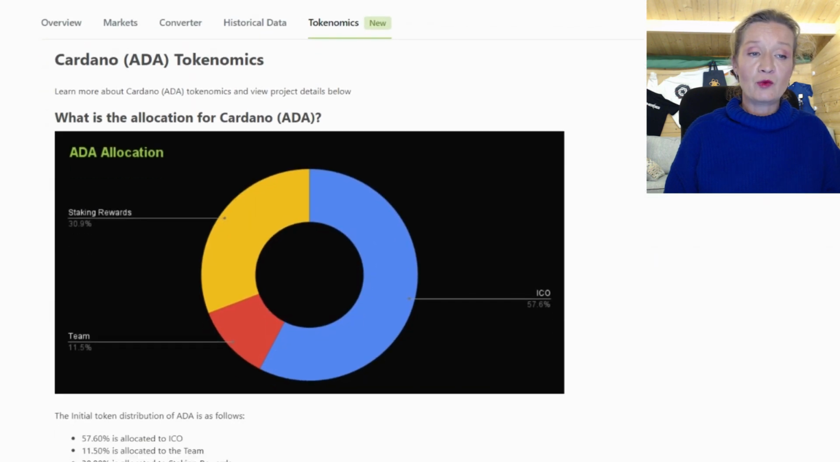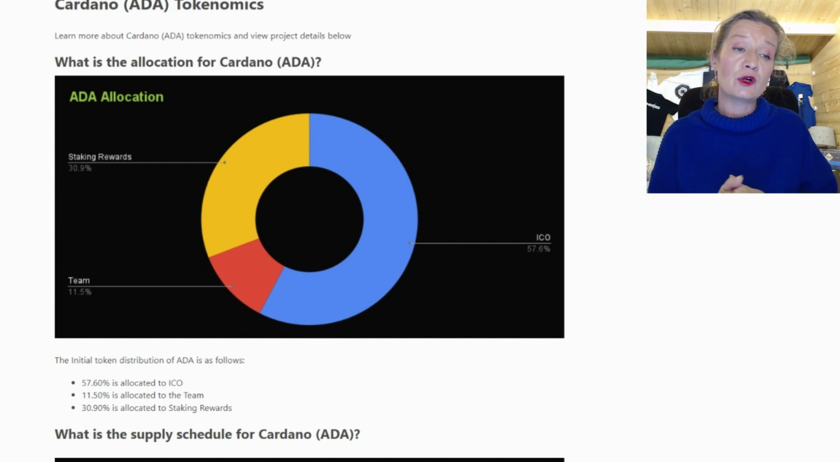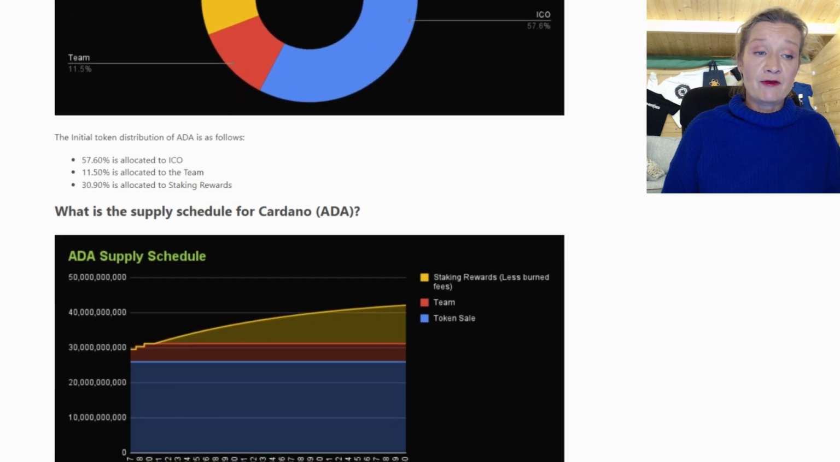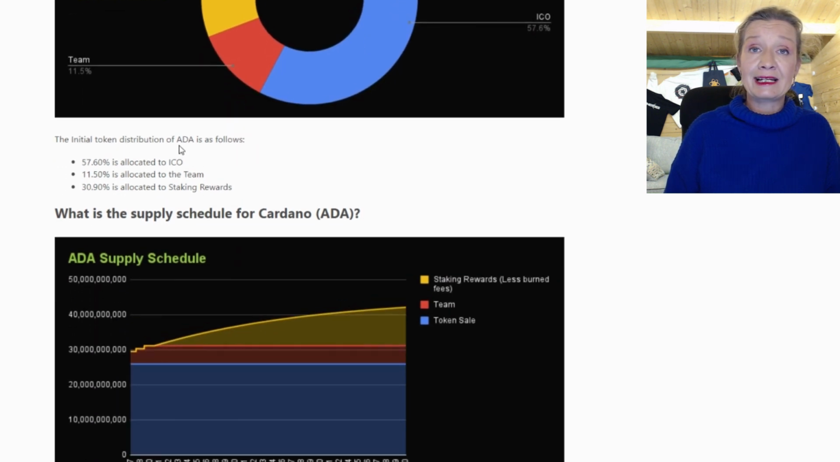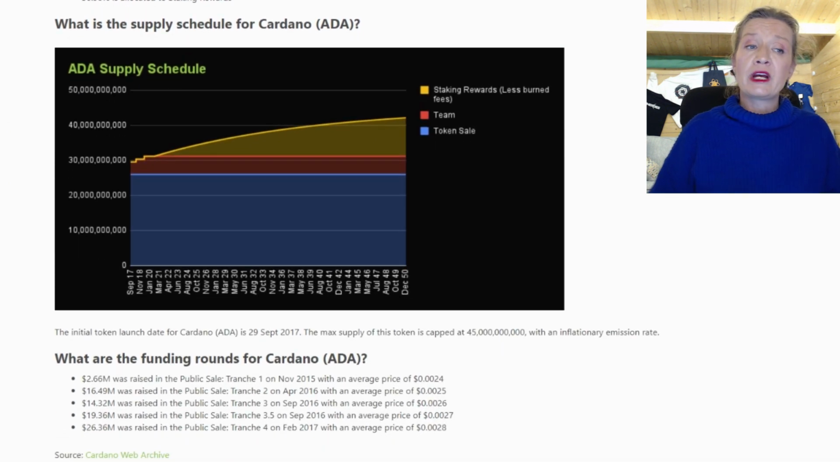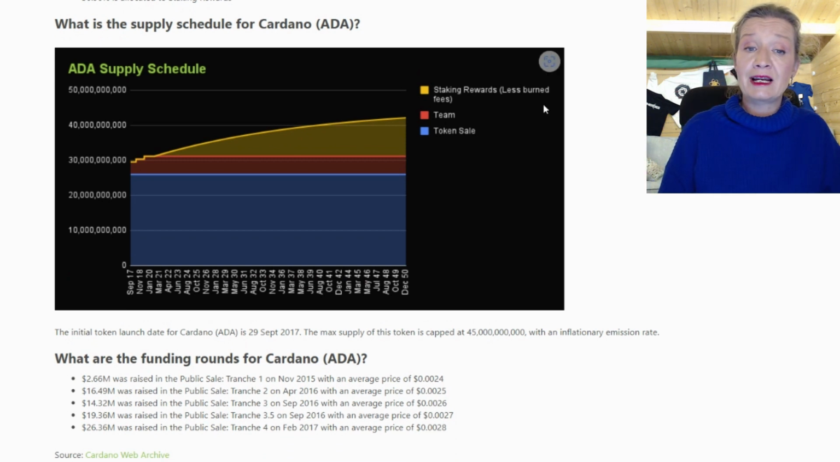And we can scroll down and we can see the allocation of the Cardano tokens in the ecosystem. So we have staking rewards. We have 11% going to the team and we have 57% that went to an ICO. If we scroll down further, we see that it gives us a little bit of context for the details that are in the chart, and you can read the context here. We can also see the supply schedule. So this is staking rewards, less burn fees.